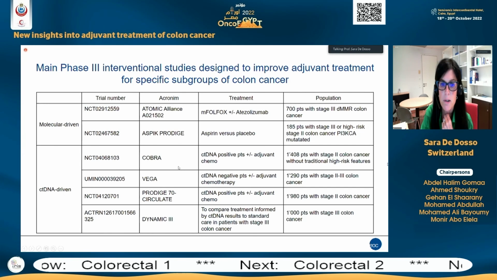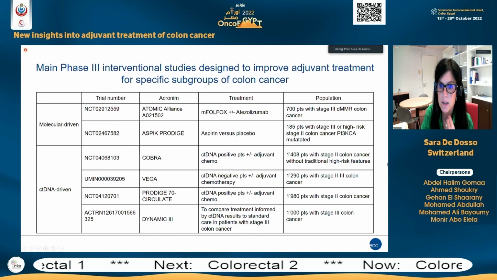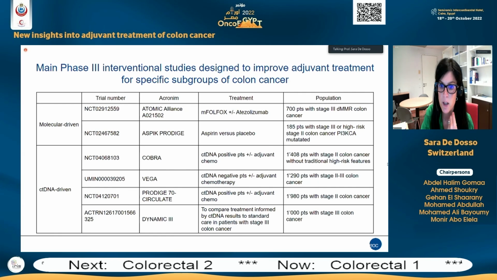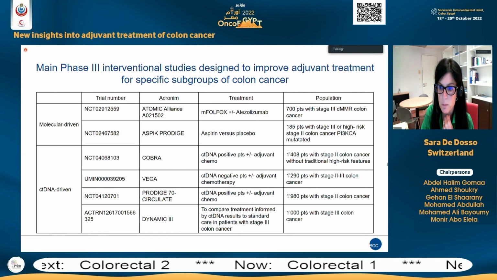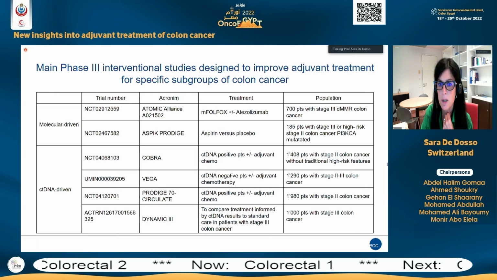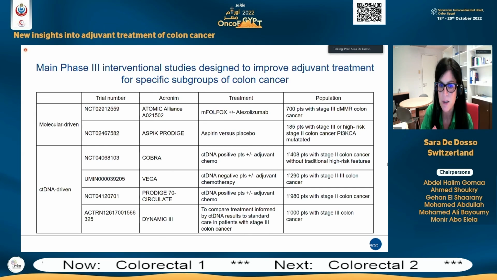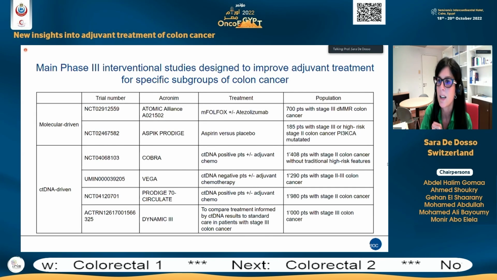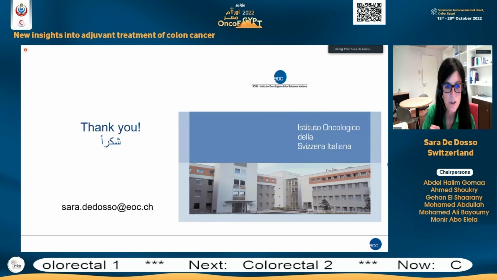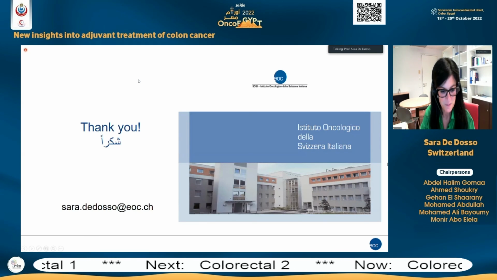And of course, there are currently several ongoing trials with a ctDNA-guided approach in deciding the adjuvant chemotherapy. So stay tuned for the future, because I see really several new data that will necessarily also have an impact on our clinical practice. So thank you very much for your attention.